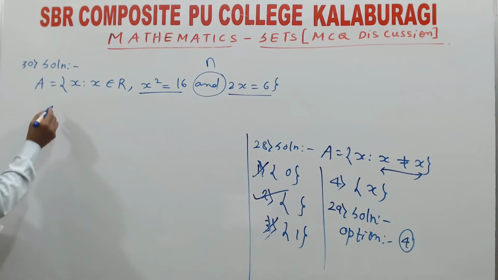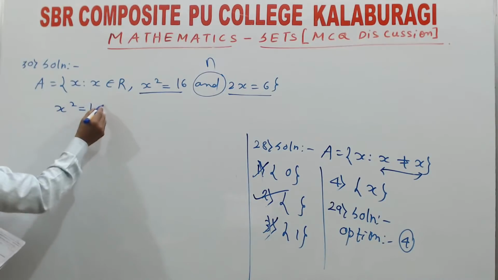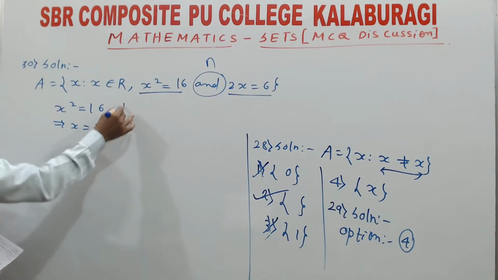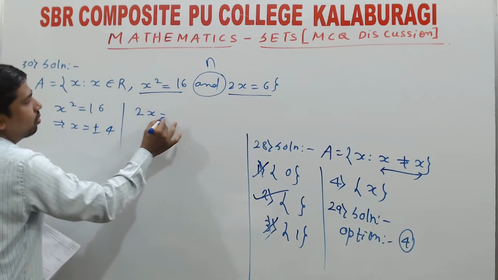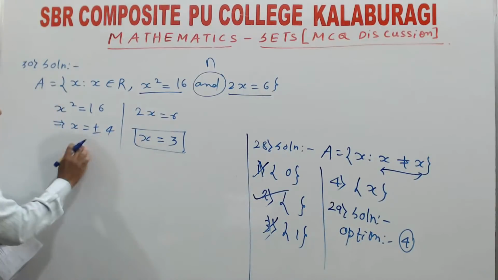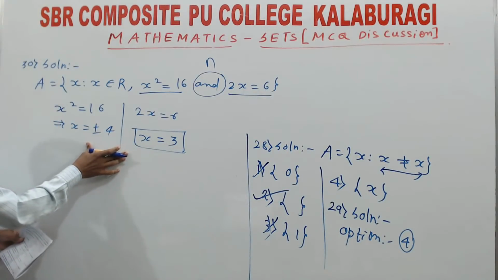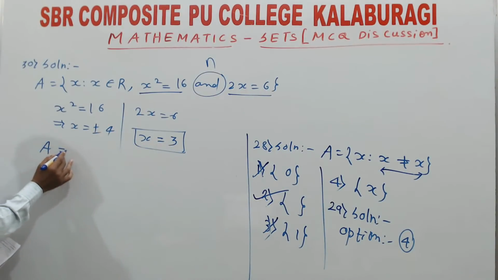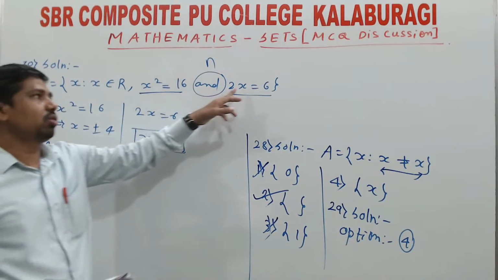Okay, if I solve x square equal to 16, this implies x equal to plus or minus 4. Next, 2x equal to 6 gives x equal to 3. Any common term between these two? No. It is plus 4 or minus 4, and it is plus 3.